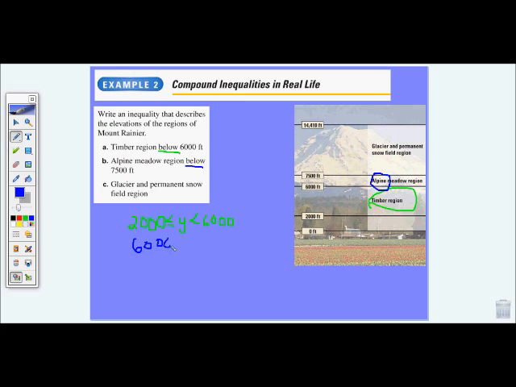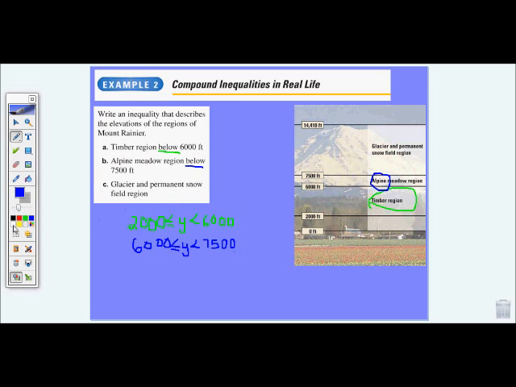Oh, that's ugly, 6,000 with my finger. And it could be that y is greater than, but it could be equal to that 6,000. But as the statement says, it needs to be less than 7,500. Just putting the words into an inequality sentence.